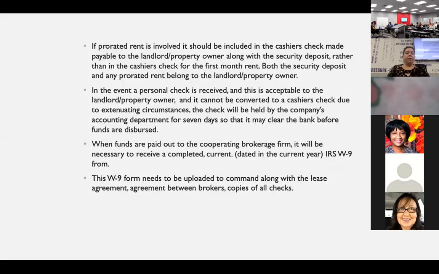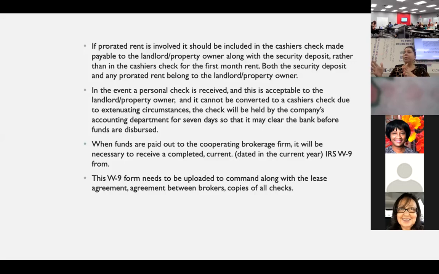If prorated rent is involved, it should be included in the cashier's check made payable to the landlord, along with the security deposit, rather than in the cashier's check for the first month's rent. Both the security deposit and any prorated rent belong to the landlord and the property owner. So what's prorated rent? That means the tenant moves in mid-month and not starting on a first. So it's a situation where they move in on, instead of June 1st, they're moving in on June 15th. So we have a short month.